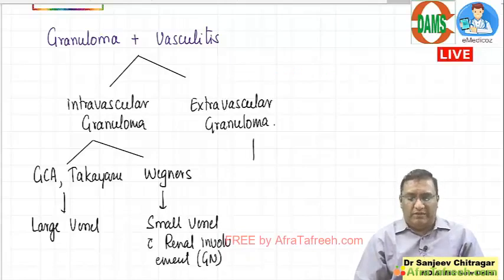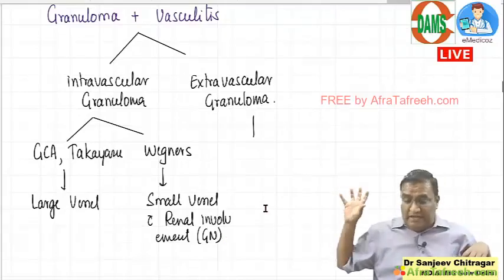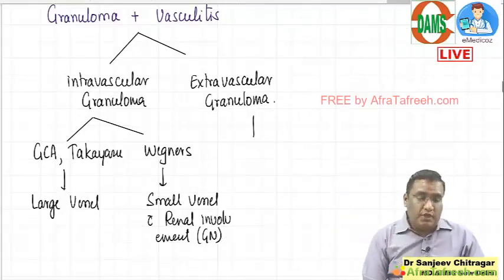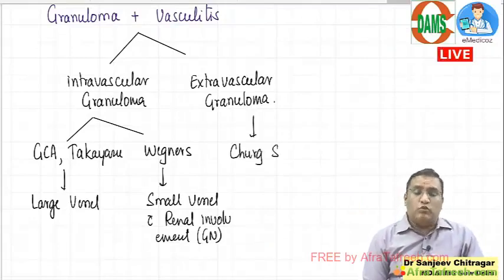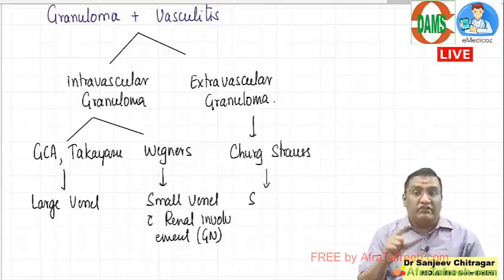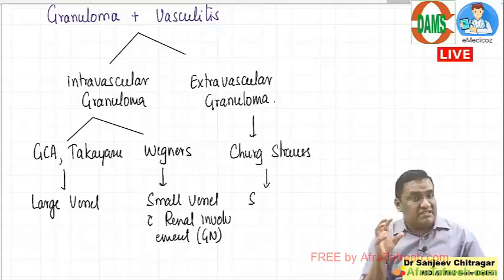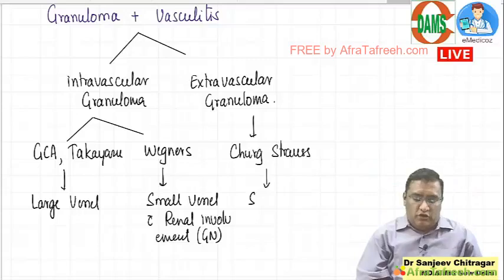So small vessel, Wegener usually with renal involvement. Renal involvement will be there, and there is a glomerulonephritis happening in the kidney. That is Wegener's granulomatosis. Then the extravascular granulomas could be Churg-Strauss syndrome. So look at this, Churg-Strauss syndrome will have granulomas, but they will not be within the vessel, they will be outside the vessel. This is how the examiner will give you a hint, or he will show you an image and there are no granulomas there, right?